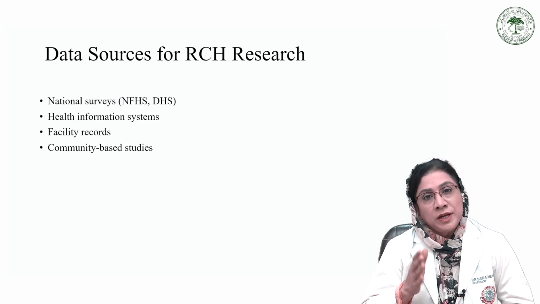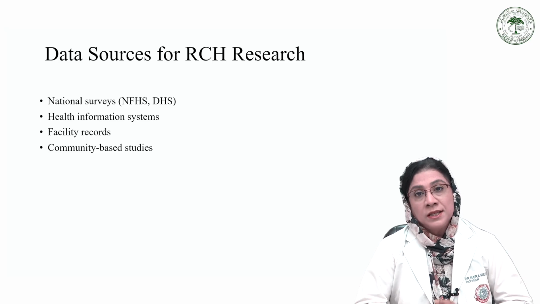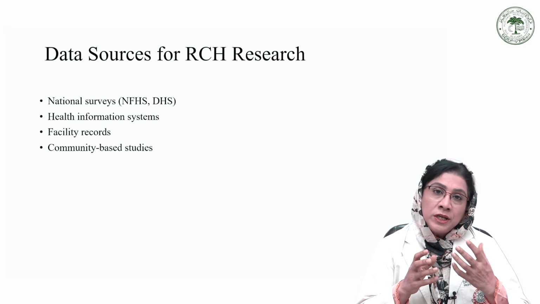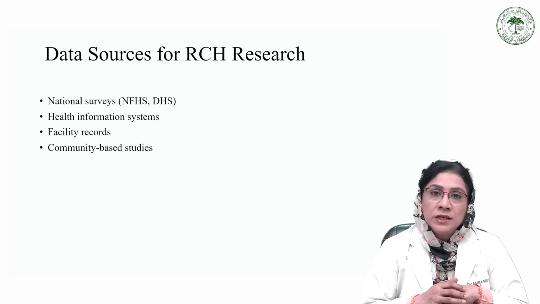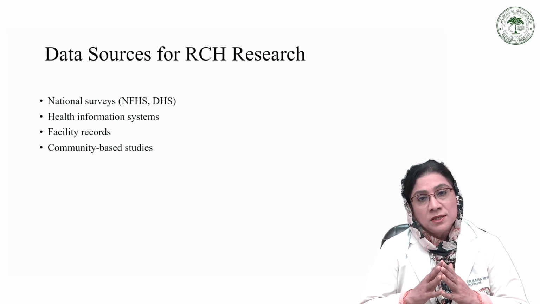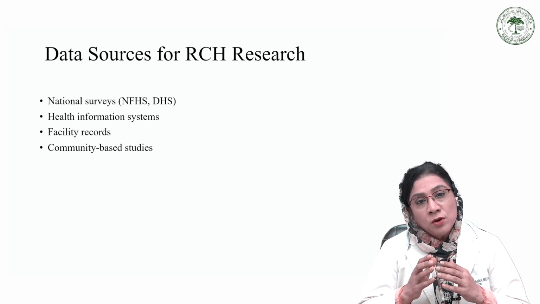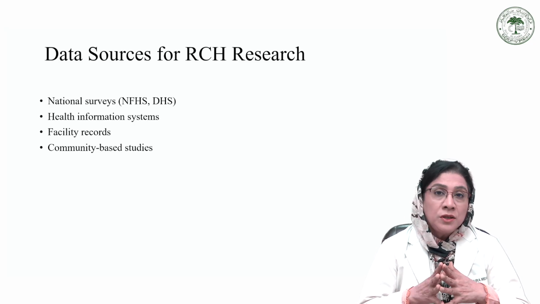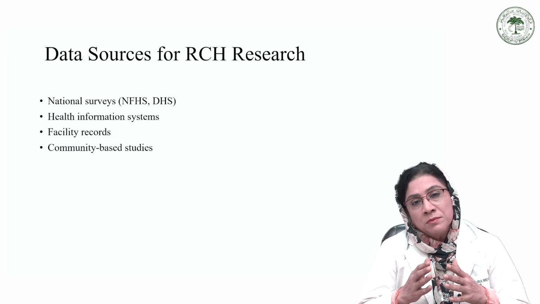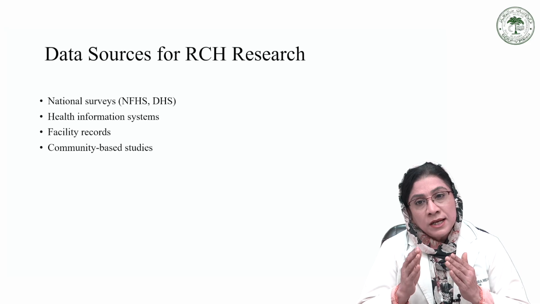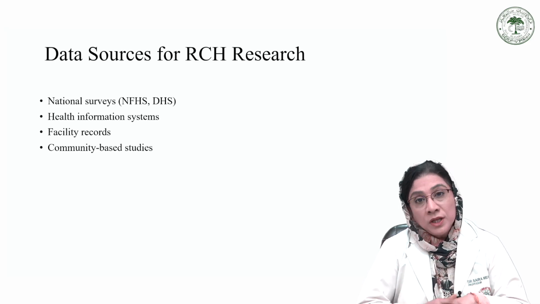Data sources for RCH research include national level surveys like the NFHS in India or DHS globally, which provide representative data on key indicators. Health information systems give routine service statistics, while facility records offer insights into service delivery. Community based studies fill gaps by exploring contexts that large surveys might miss. Each source contributes unique value.